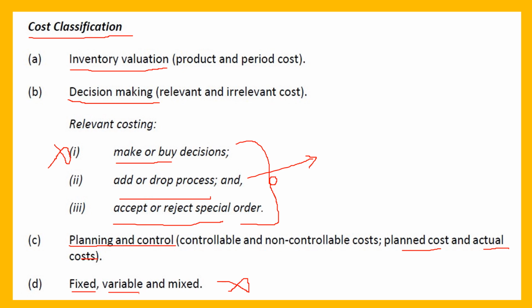Inventory valuation, we know the product cost would be FIFO, LIFO, AVCO, right? Those are the product costs. And for the period costs, we have the selling and admin costs. Okay, so let's move on to the next topic.